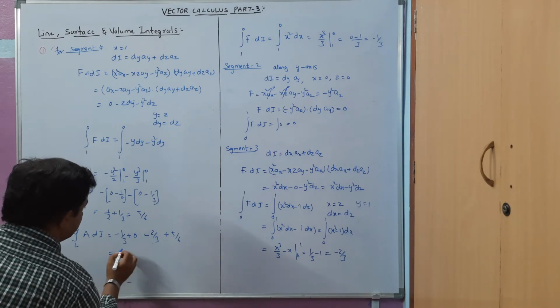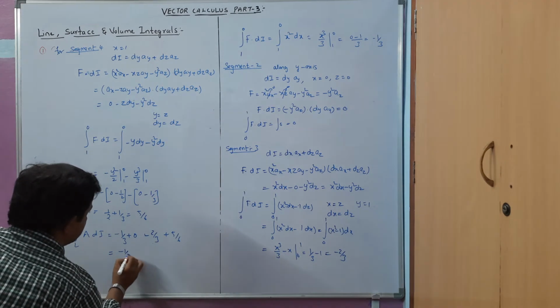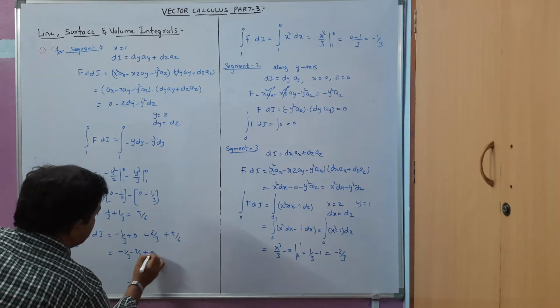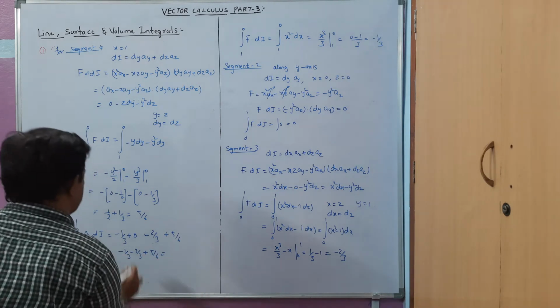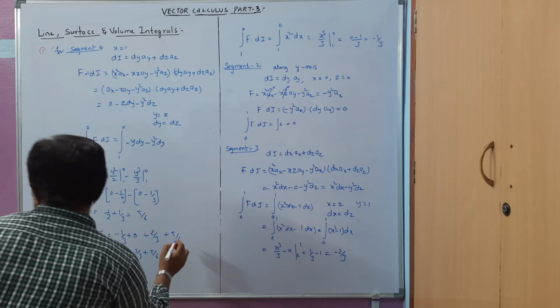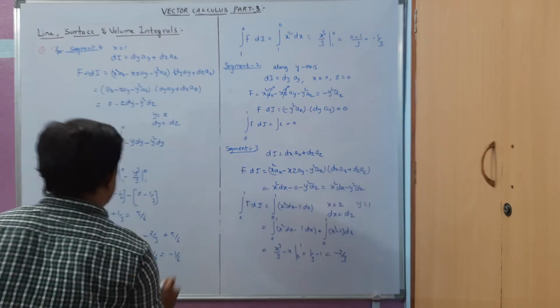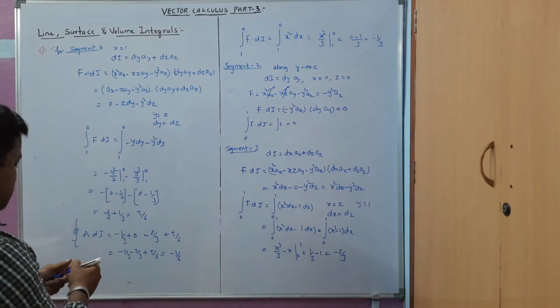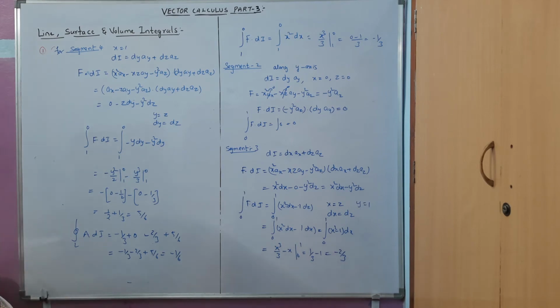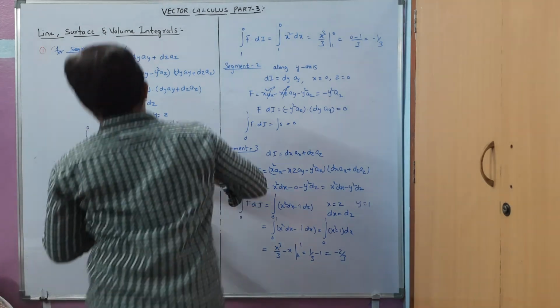So it will become minus 1 by 3 minus 2 by 3 plus 5 by 6. So it will give me the value as minus 1 by 6. Okay, so you can check your calculators. So it is minus 1 by 6. Next we will go to the next problem, second problem. So hope you understood this one.